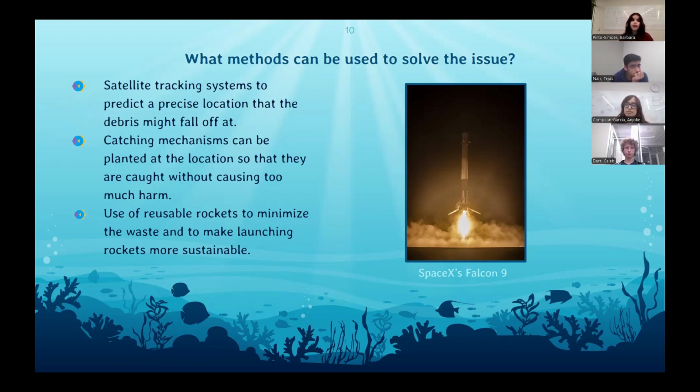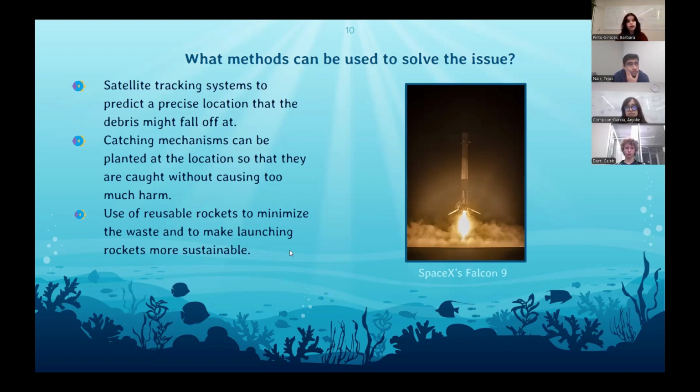the space junk. And then the second method is that we can use catching mechanisms planted at an already decided location, or at least a range of where the debris is going to come into, so that as soon as it enters the ocean or is near the surface of the ocean, these catching mechanisms will go off to catch it, so that it won't cause harm to ocean life.